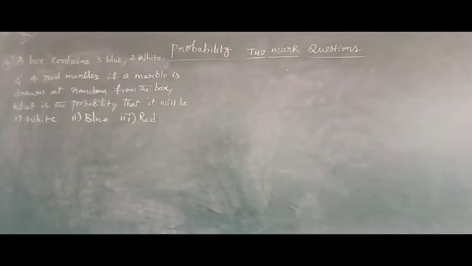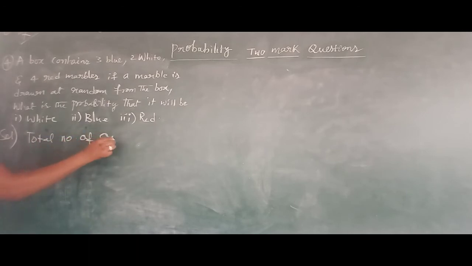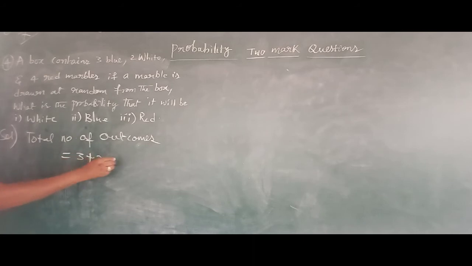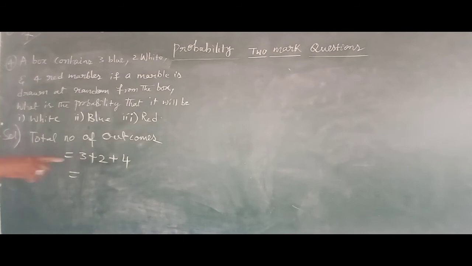Fourth one, it is very easy. A box contains 3 blue, 2 white, 4 red marbles. If a marble is drawn at random from the box, what is the probability of getting a white, getting a blue, getting a red marble? So first, here we can write the solution. Total number of outcomes is 3 blue plus 2 white plus 4 red, 3 plus 2 plus 4, then you get 6, 6 plus 3, 9. So total number of outcomes is equal to 9.